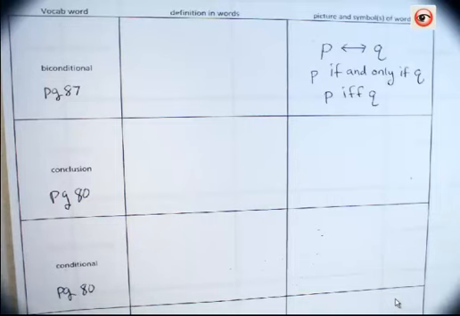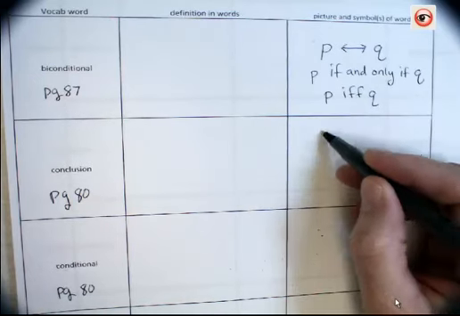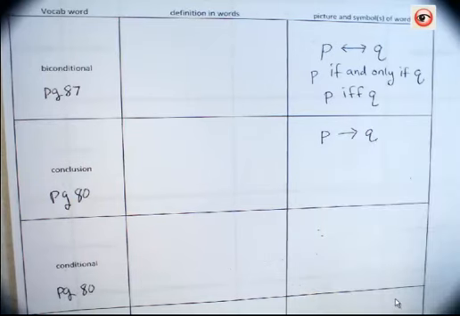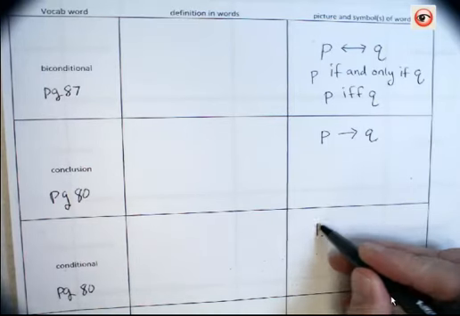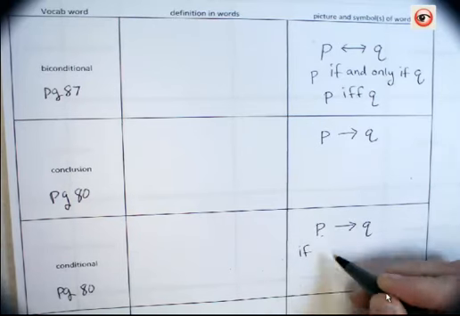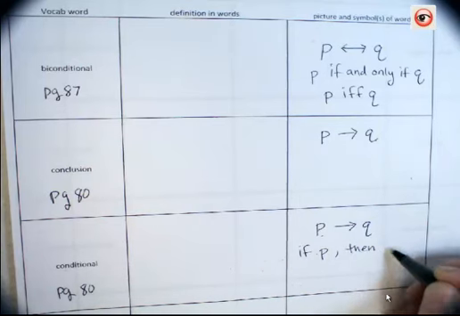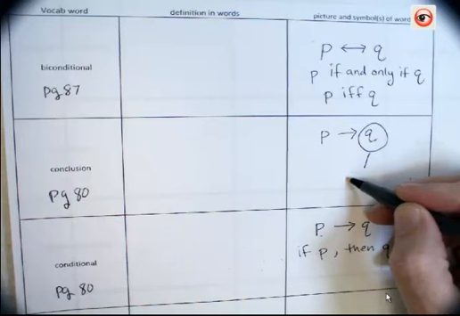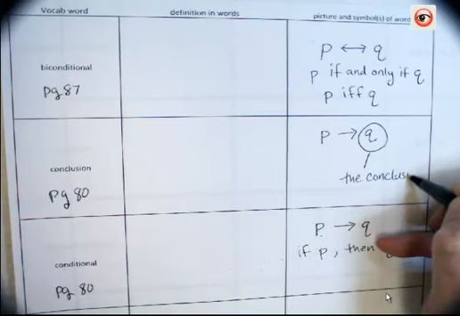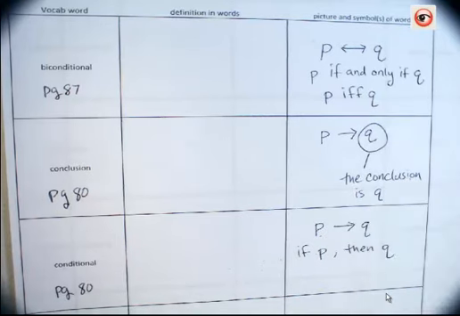Okay, the conclusion of a statement is the last part of the if and then statement. So an if and then statement says this. This is the symbols. This means if P then Q. By the way, this is a conditional statement, so let's just go right ahead and write this for conditional. This means if P, comma, then Q. So because this means that then Q, the Q part is the conclusion. So the conclusion is the Q statement. Alright, so if P, then Q. P is the hypothesis, Q is the conclusion.